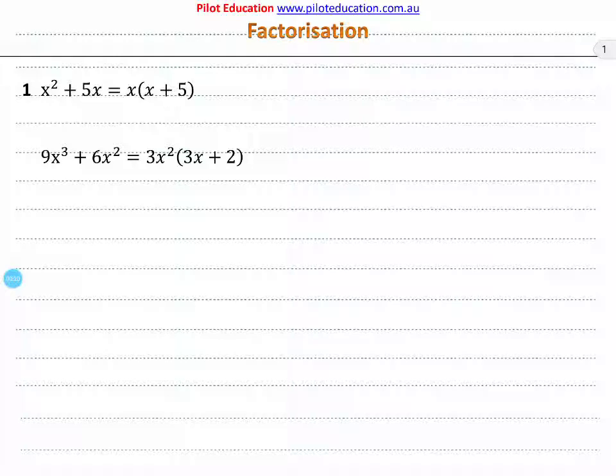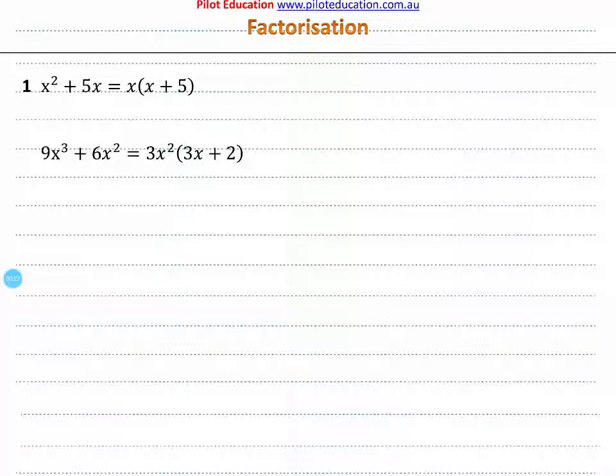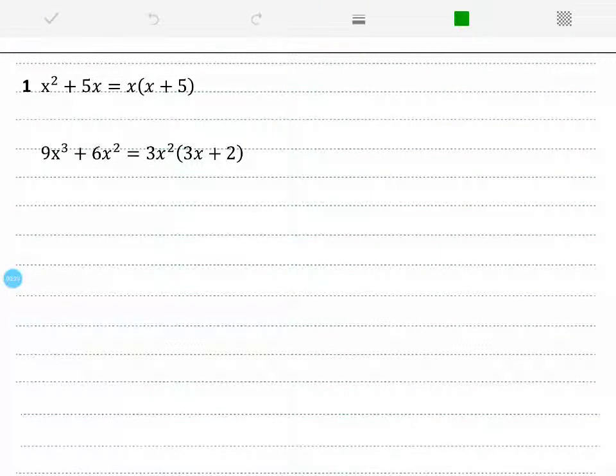Example 1, x squared plus 5x. You see the common factor here is x. Each term has x here, so x is the common factor. Then you put x in front, followed by a bracket.